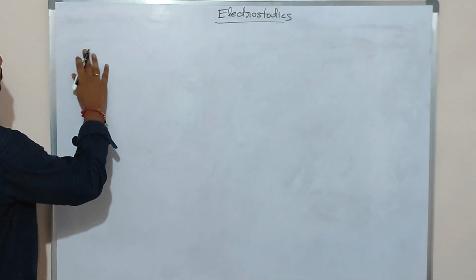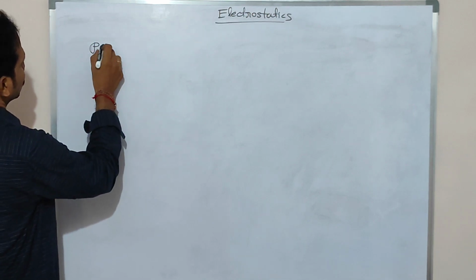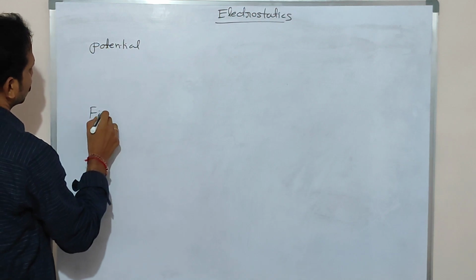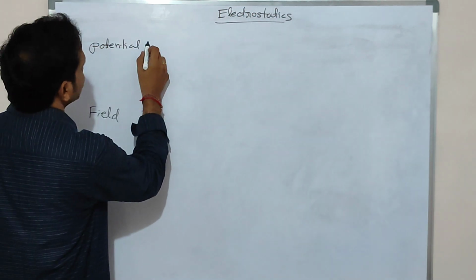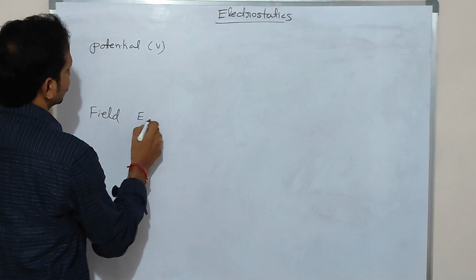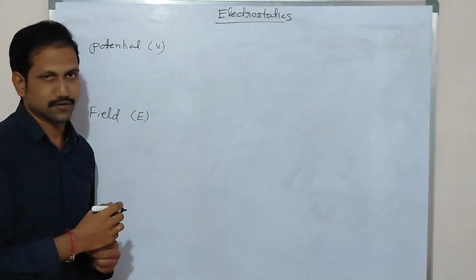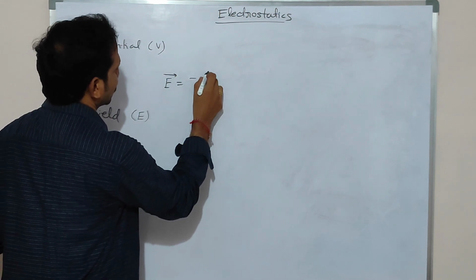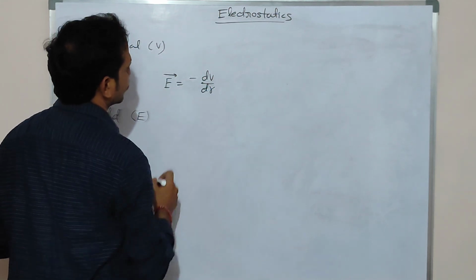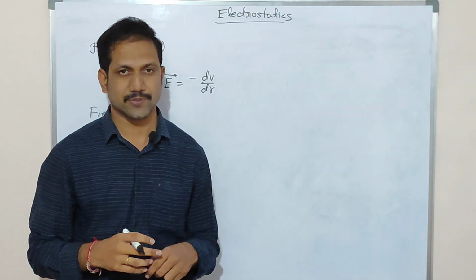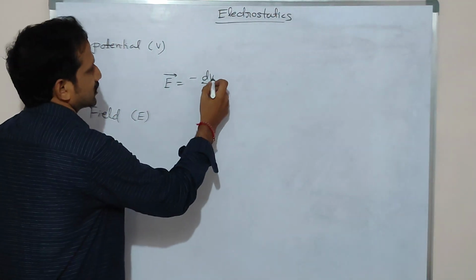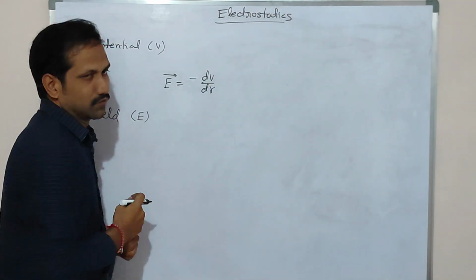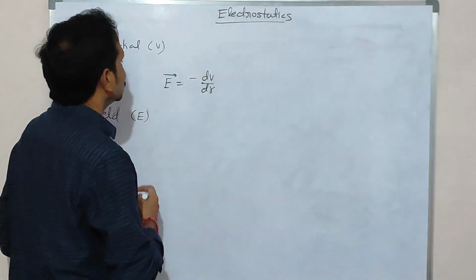Electrostatics. First of all, potential and field. They are related. Potential is V and field is E. The relation between potential and field you probably already know: the field E vector equals the negative gradient of the potential. Gradient means differentiation with respect to space. So if you differentiate the potential with respect to space and keep a minus sign, it will give you the field expression.